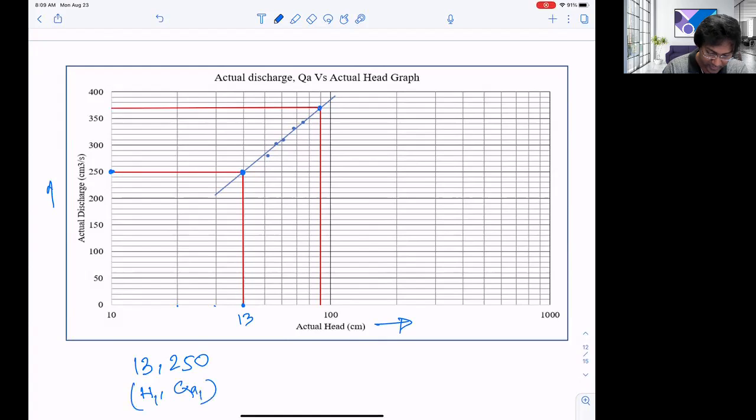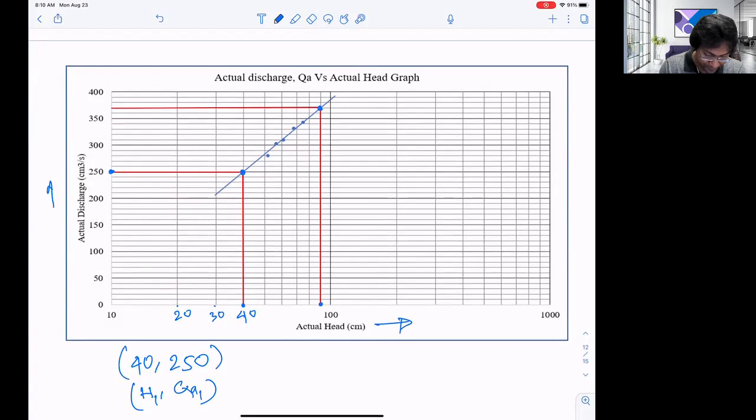The second one, this point, what will the value be? See, we have made a mistake here. That is not 13. That is 10, that is 20, that is 30, and that is 40. So it is not this one. It is basically 40. So it is 40, 250.